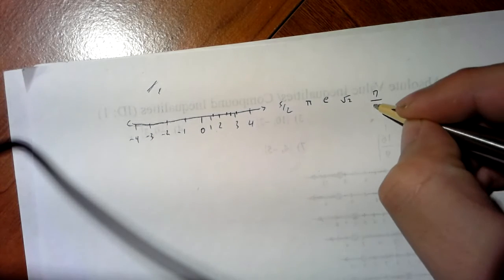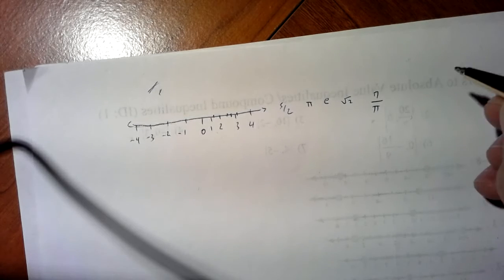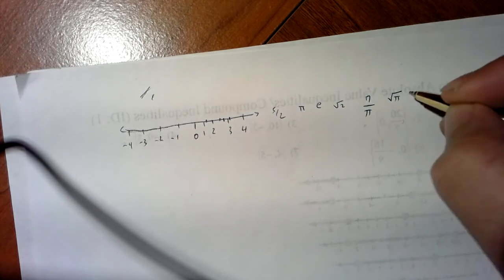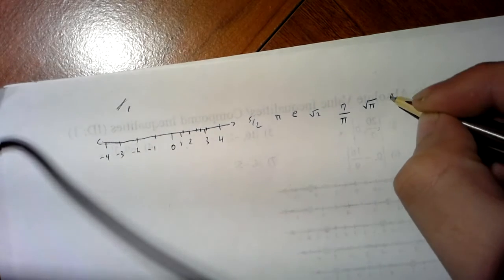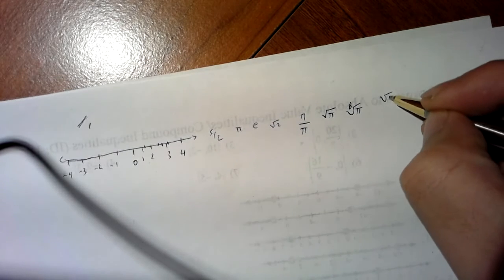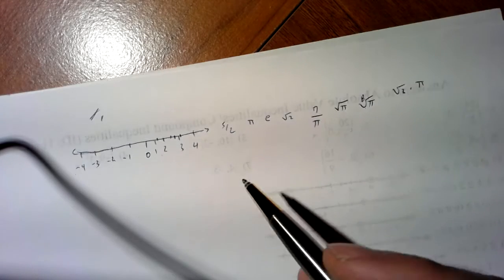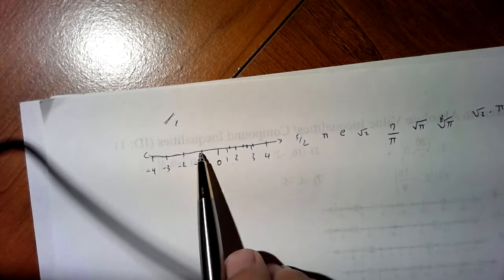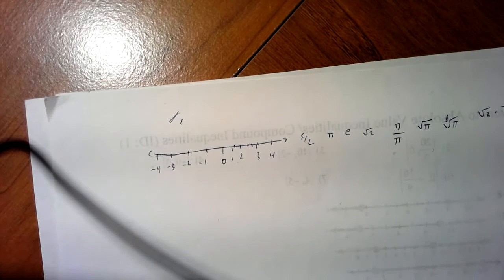So, 7 divided by pi, that's a real number. Square root of pi, eighth root of pi, square root of 2 times pi. All of these are different real numbers, and they can all be represented on the same line. So why am I talking about this, or what does this have to do with complex numbers?